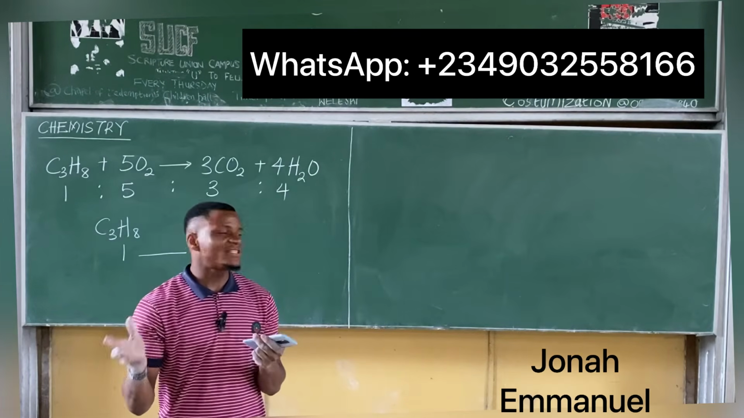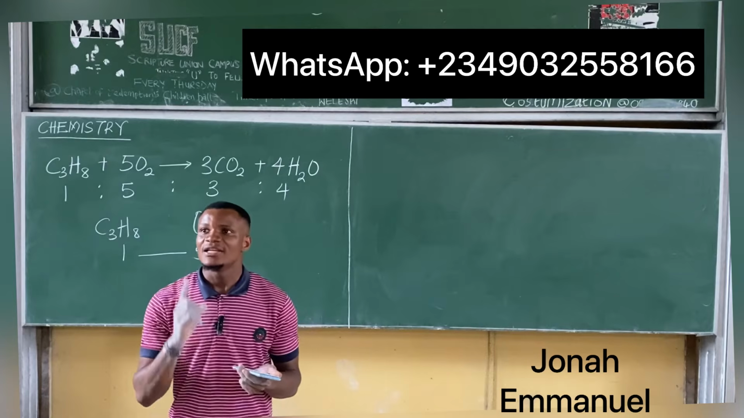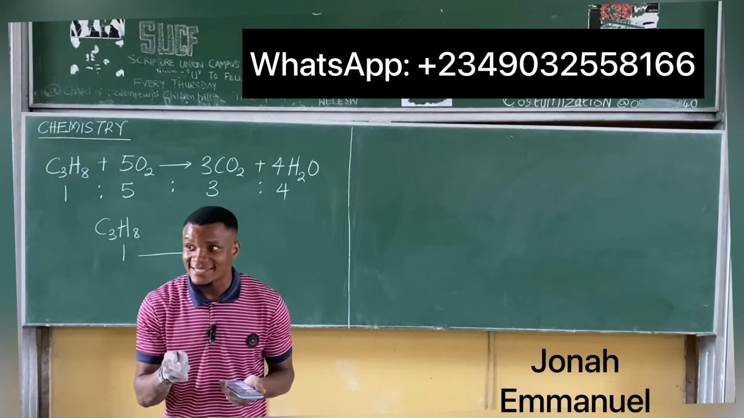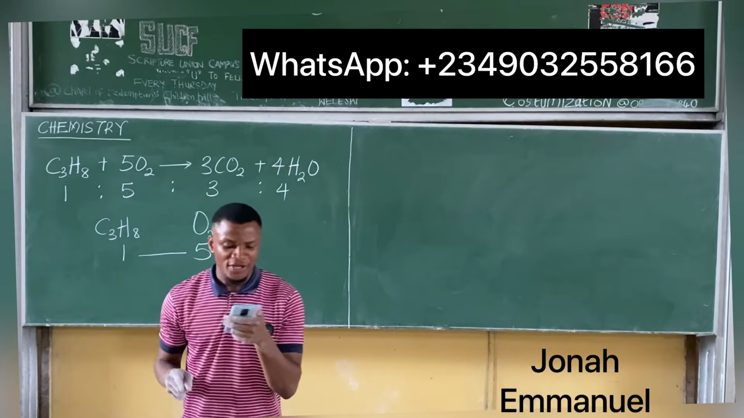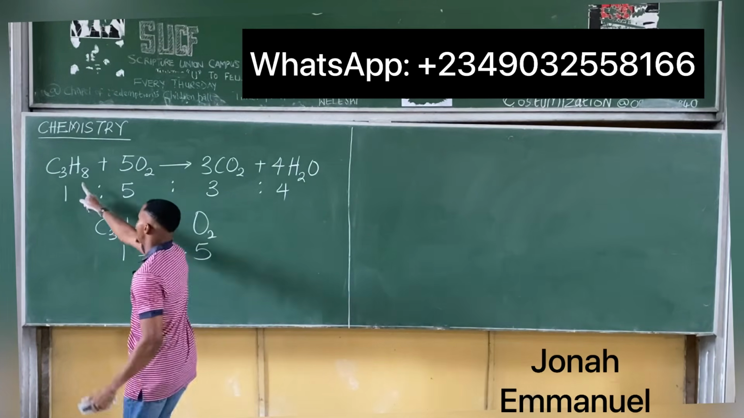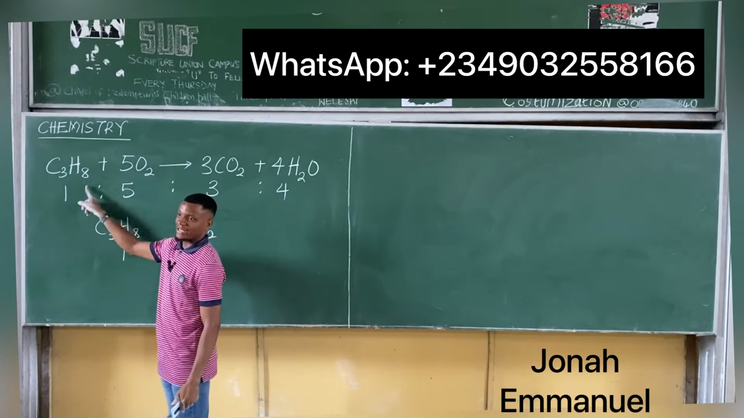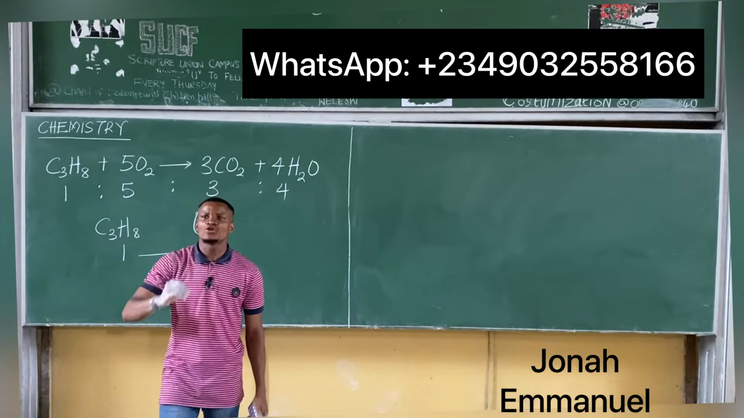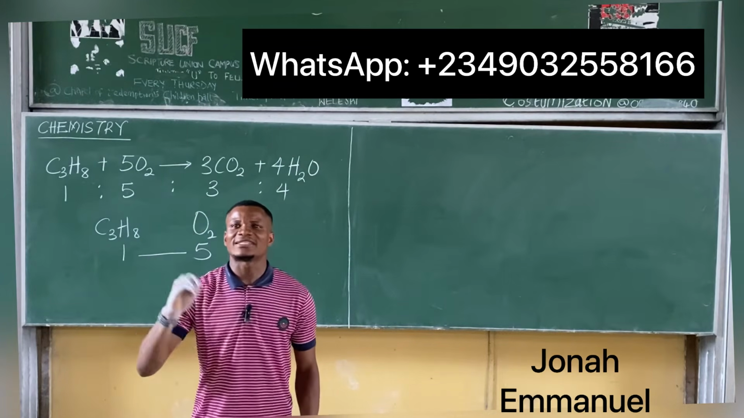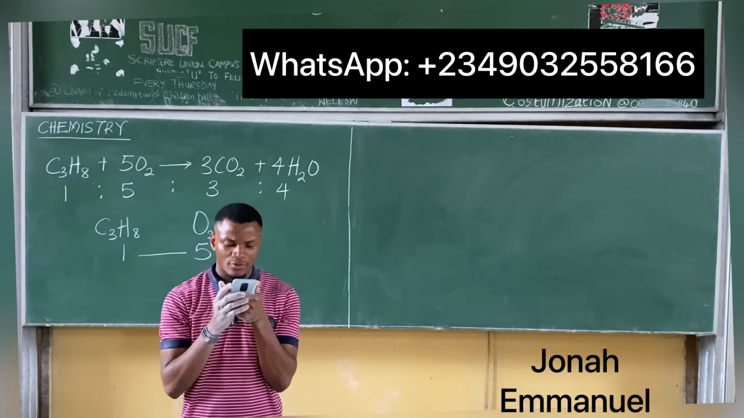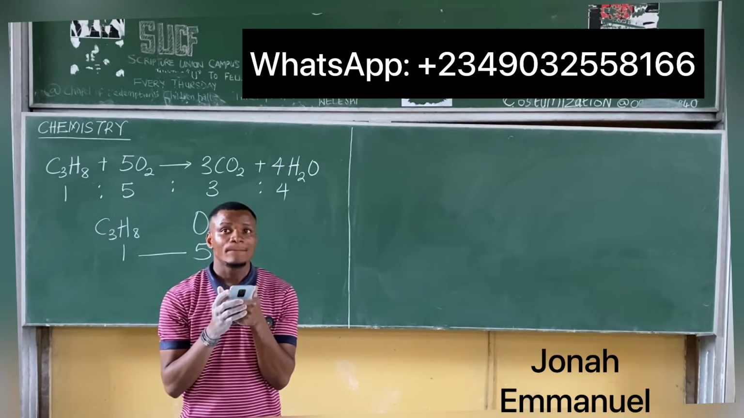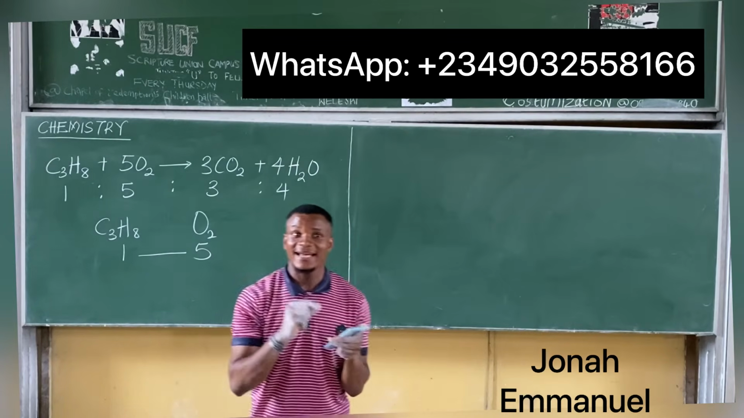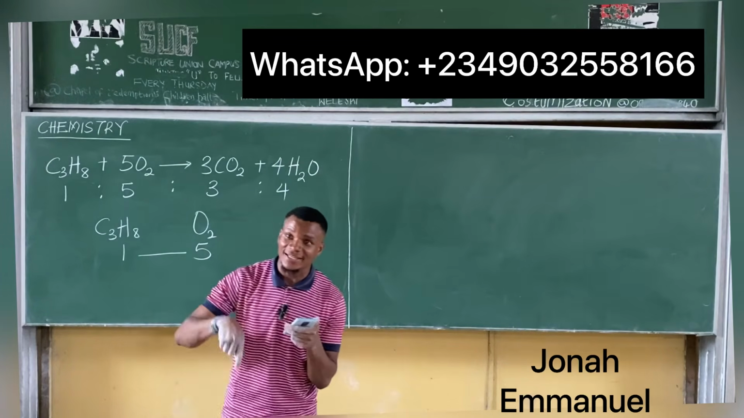We defined limiting reagent and excess reagent. Limiting reagent is the one that is first used up. Excess is the one that is left. Of course, these are my reagents because they're reactants. Between propane and oxygen, which one do you think is limiting and which do you think is excess? Limiting is the one that is first used up. Excess is the one that is remaining.